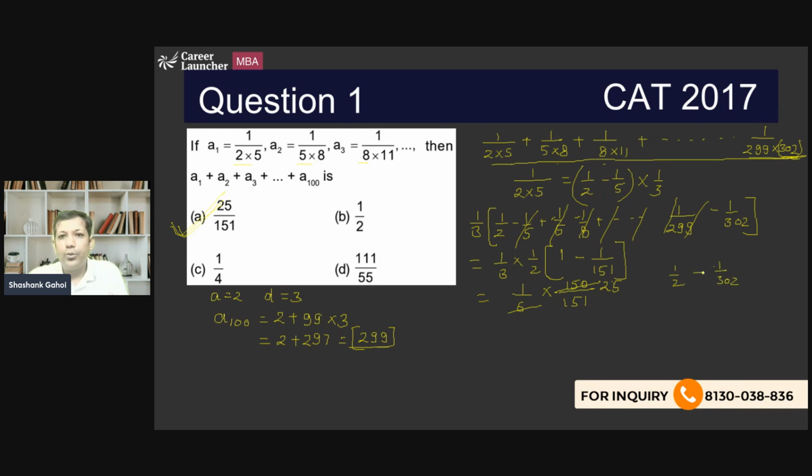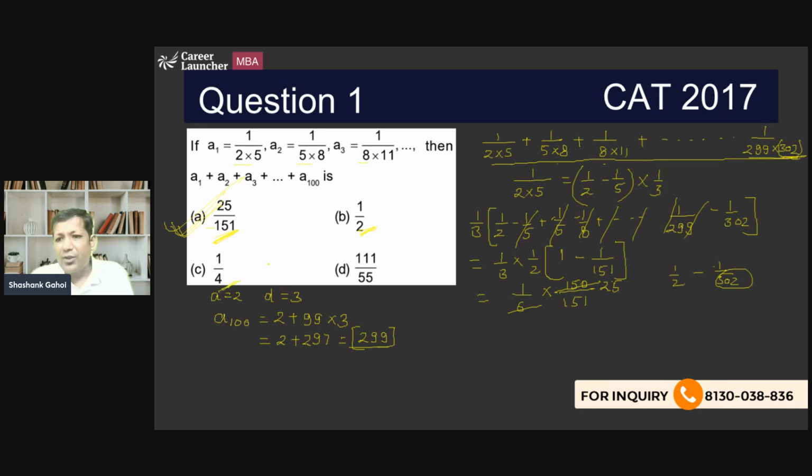Eventually, this value is going to remain, because we have seen in the previous example of telescopic series that all the middle terms get cancelled out, only the first and last remain, right? And which denominator is a factor of 302? That is going to be 151. I don't need to solve. 2 is eventually going to be cancelled out, I know.